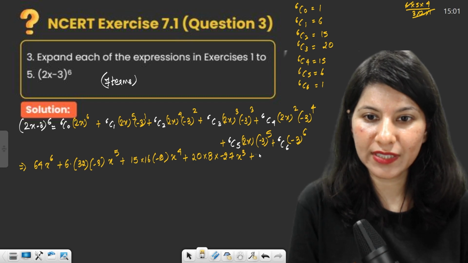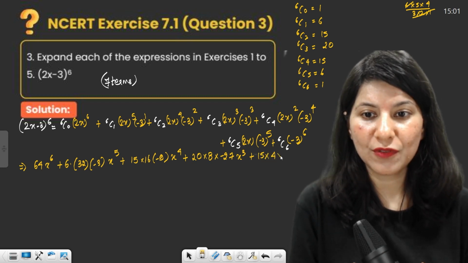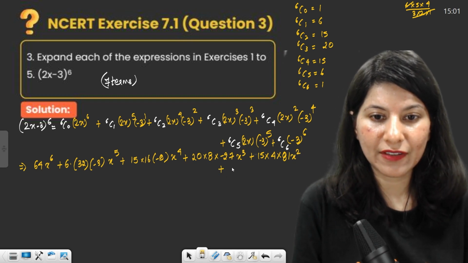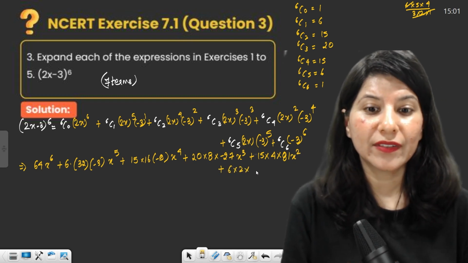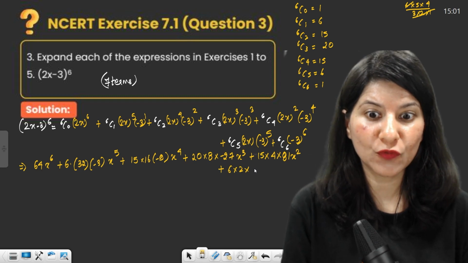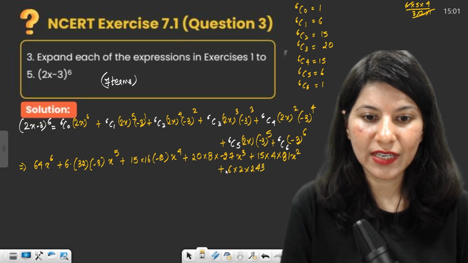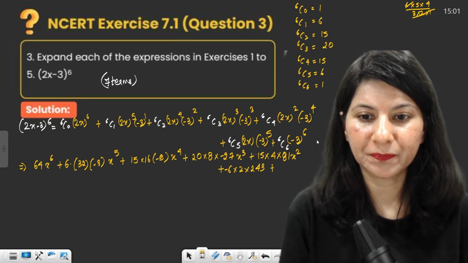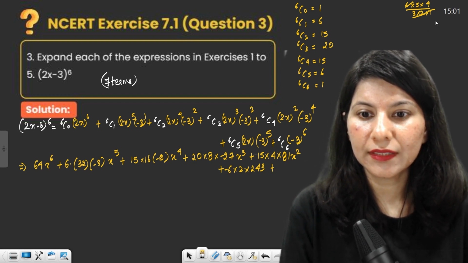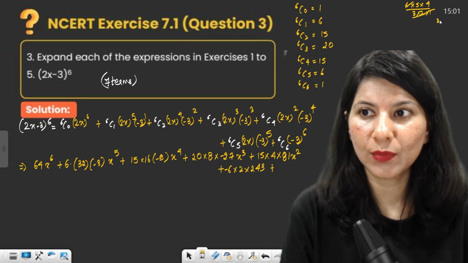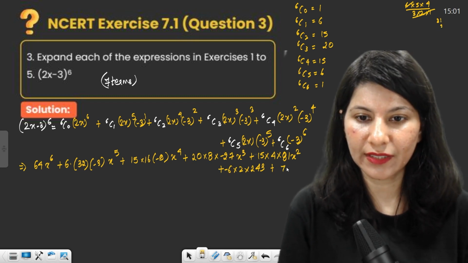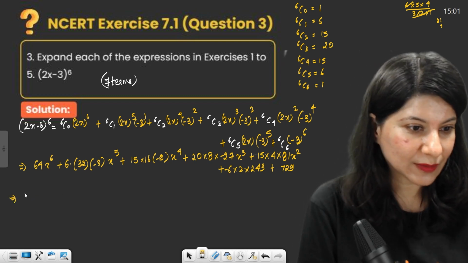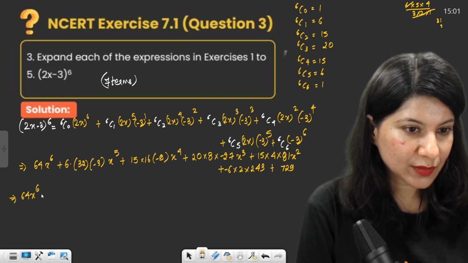Plus 6c4 is again 15 into 2 square 4 into 81 x square, and 6c5 is 6 into 2 into 3 raised to power 5 is 243 with a negative sign obviously, and 3 raised to power 6 will be 9 cube. 9 and 81, 729. Perfect. Now one more time, just solve it a little bit more.